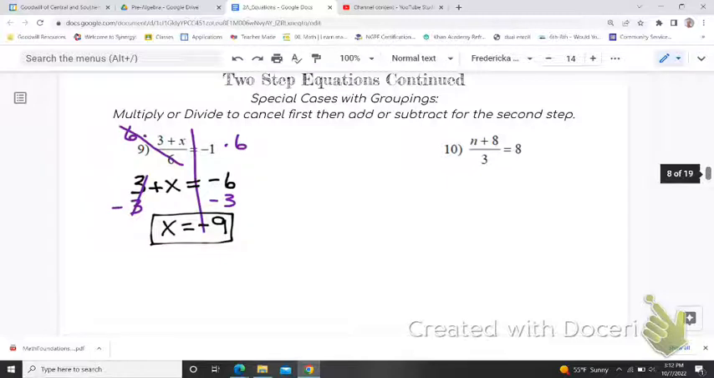So if there's more than one thing in the fraction, then we have to get rid of that fraction first. And careful here, that kind of looks like it's positive.